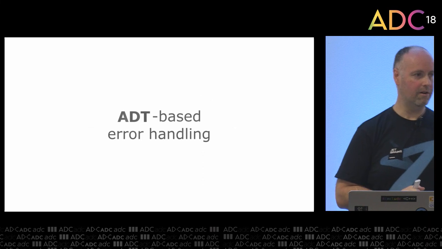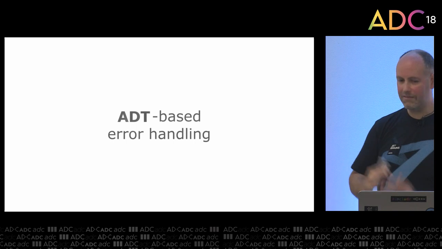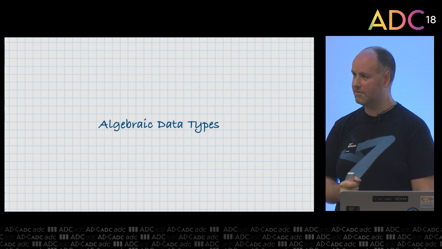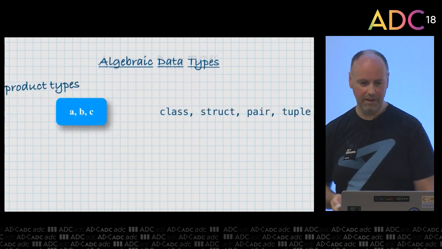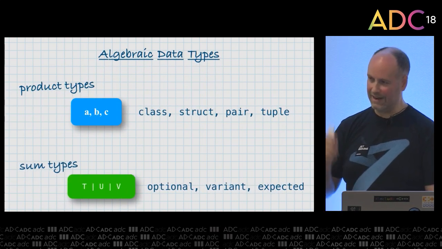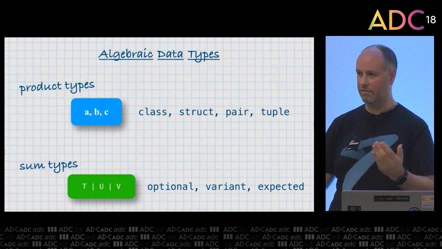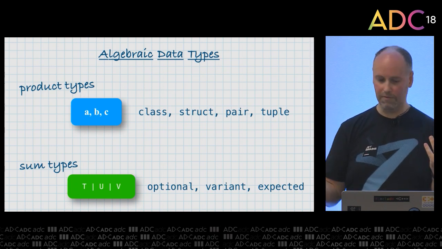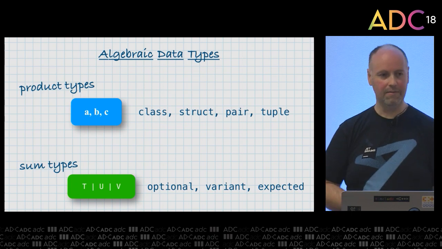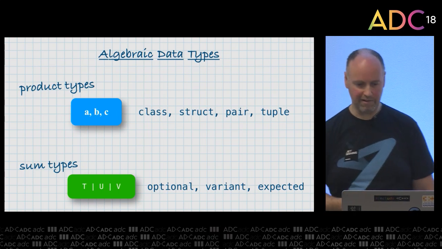And you may have heard a lot of talk about ADT-based error handling. Seems to be the popular thing at the moment. If you haven't heard, well, I'm going to explain it now, so don't worry. So ADT stands for algebraic data types. Computer sciencey term. You don't really need to worry too much about what it means, other than that we've got product types and sum types, and it's sum types that we're interested in. So these are types that represent a choice of types. So optional is the simplest case, the choice of the value or no value. But then we've got variant, it's a choice of many values. And we're also going to look at this proposal for std::expected, which is a more sort of specialized variant.